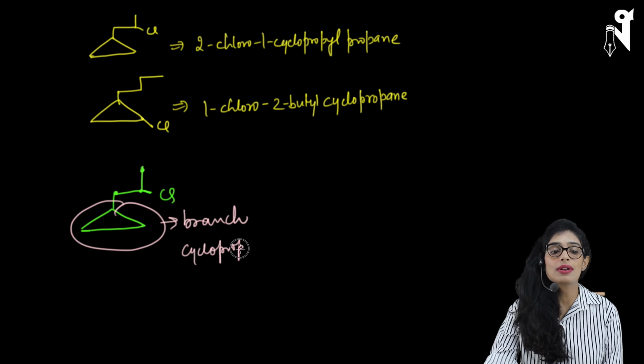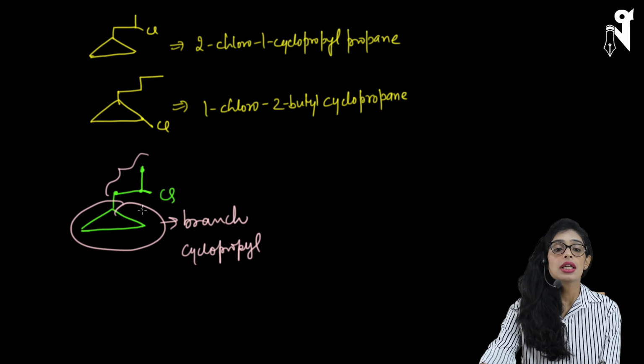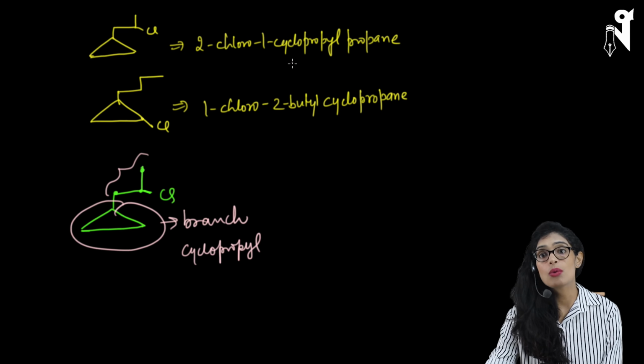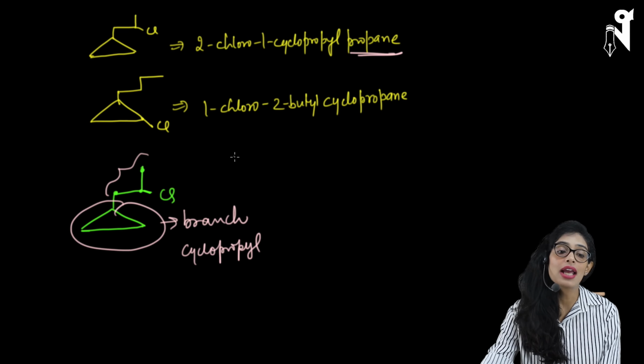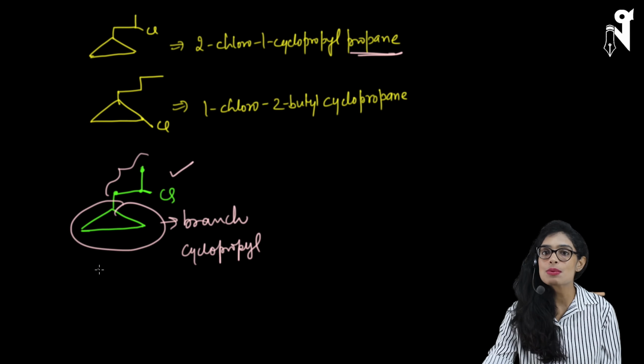Whereas this chain will be acting as the principal chain. Now how to name the principal chain? We already know it. The name of the principal chain is propane. But in the propane, what all we have as branches? We have chlorine as a branch or substituent, and we have a cyclopropyl as a substituent.